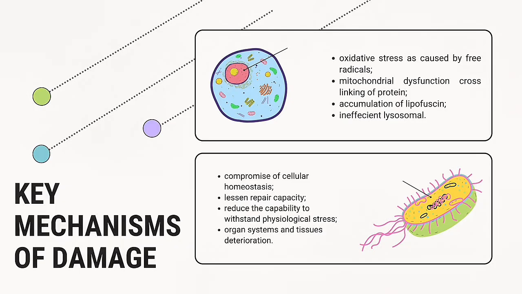First, we have oxidative stress, which is caused by free radicals or reactive oxygen species, also called the ROS. These molecules damage proteins, lipids, and even organelles. This is closely linked to mitochondrial dysfunction. Damaged mitochondria produce even more ROS, creating a vicious cycle of cellular injury. Over time, this disrupts the cell's energy production and survival.